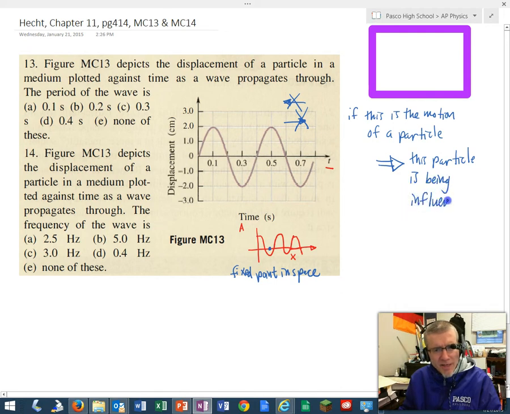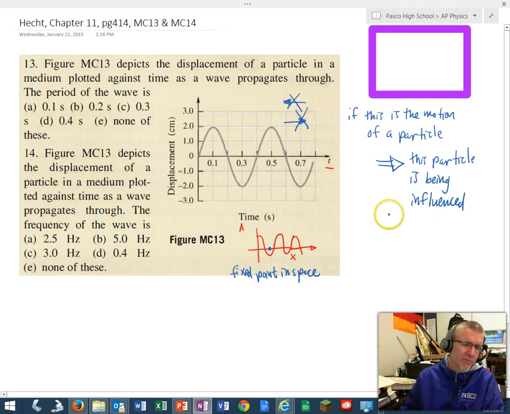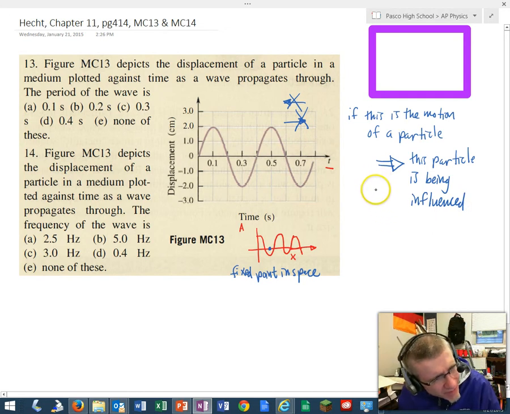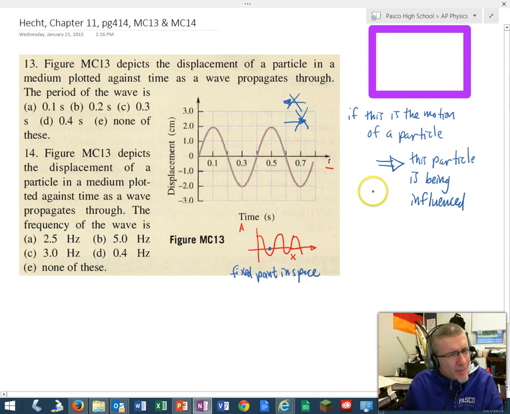Notice the power of that statement right here. Did I see the wave? No. Do I know what the wave looks like? Do I know the wavelength of the wave? Do I know anything about that wave? Not necessarily. Wavelength is a space relationship, and this is about time and amplitude. It's not necessarily about how this wave looks in space. So keep track of that for a second.